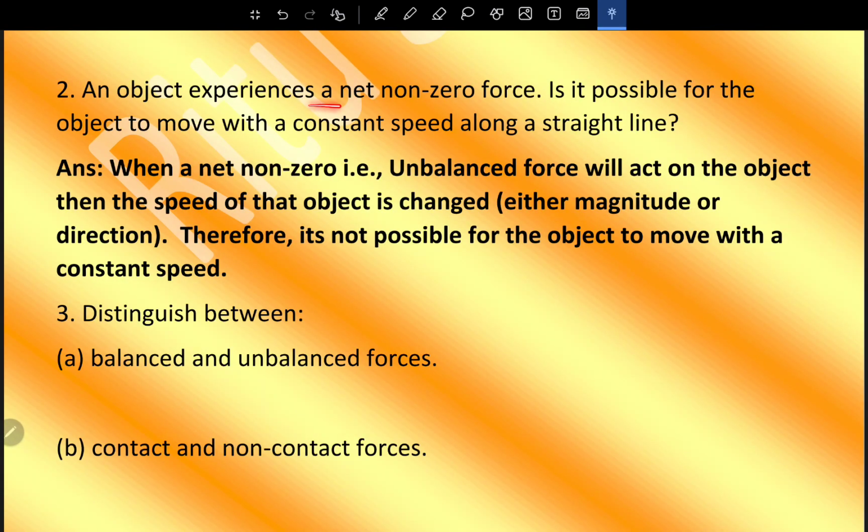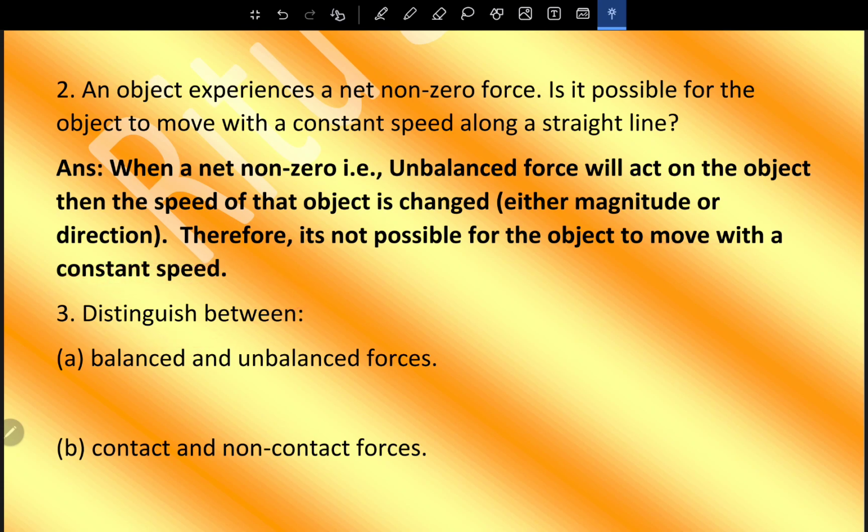Second, an object experiences a net non-zero force. Is it possible for the object to move with a constant speed along a straight line? Answer, when a net non-zero, that is unbalanced force will act on the object, then the speed of that object is changed, either magnitude or direction. Therefore, it's not possible for the object to move with a constant speed.